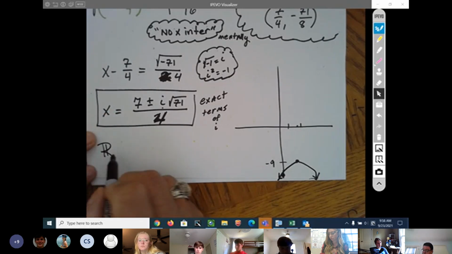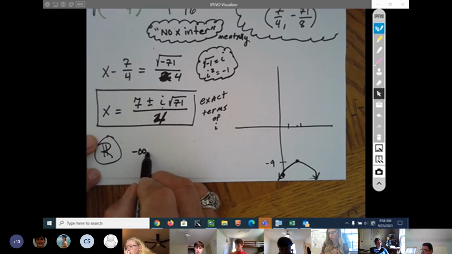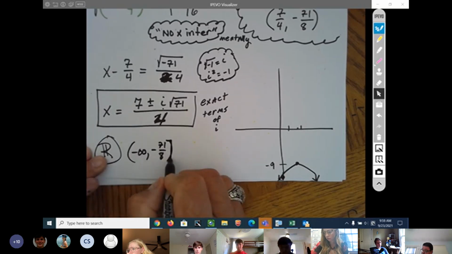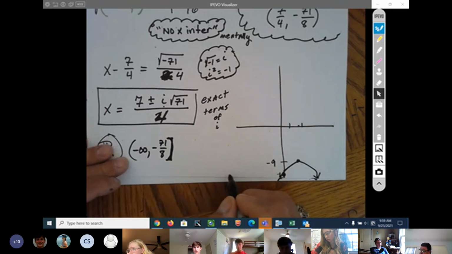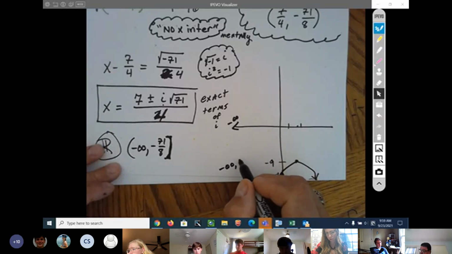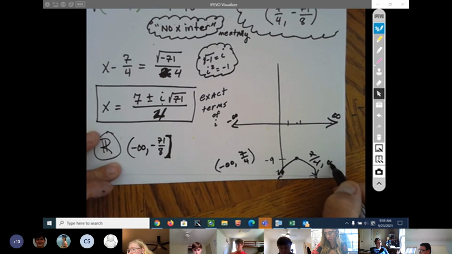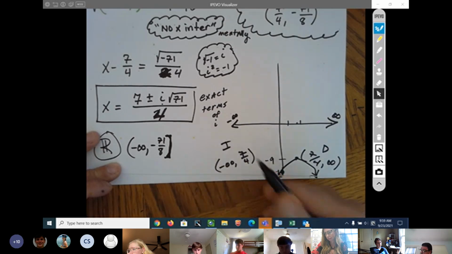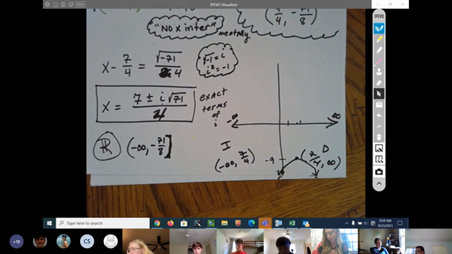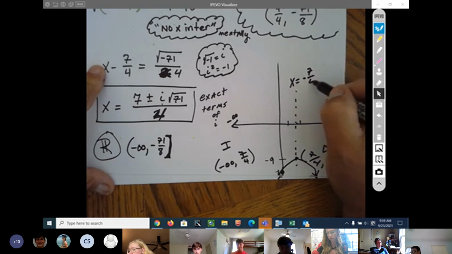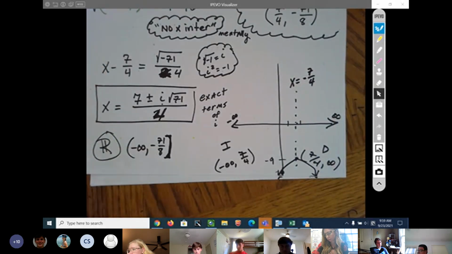And the domain is all real numbers. The range is from negative infinity to negative 71 over 8. It's increasing from negative infinity to 7/4. And it's decreasing from 7/4 to infinity. And the line of symmetry is x equals 7/4.